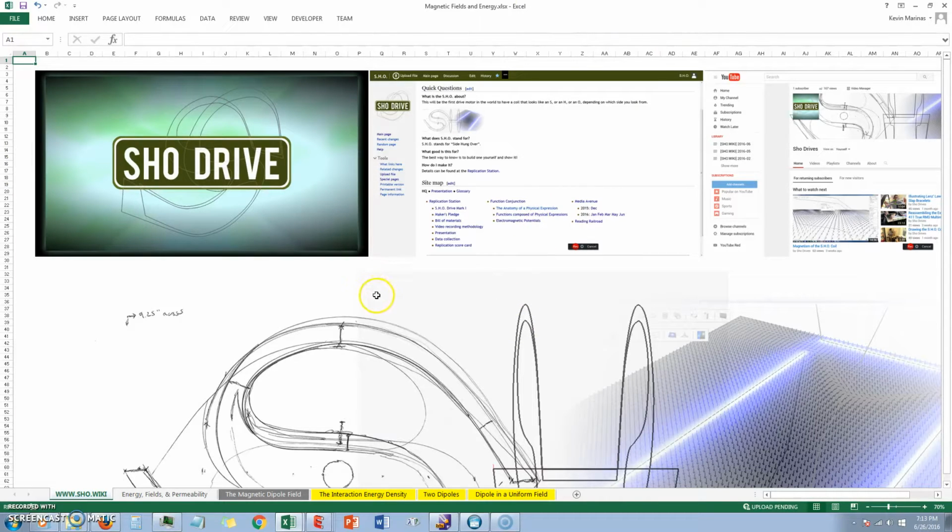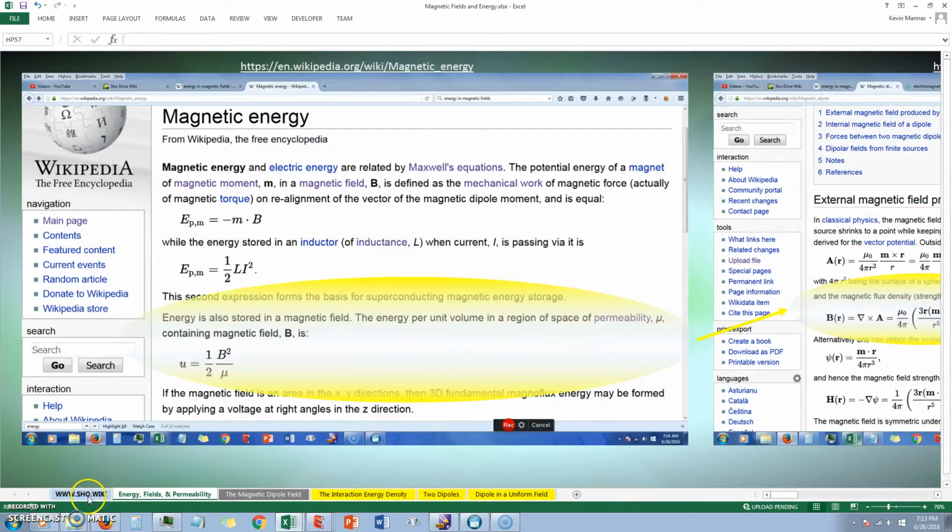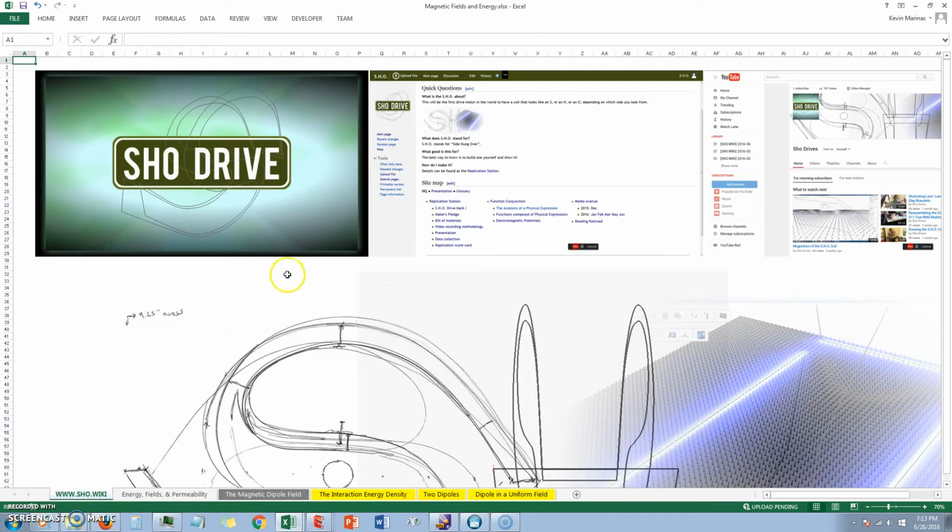This is the S.H.O drive's presentation on magnetic fields and energy. This is an Excel presentation, and I will show you slide by slide, or tab by tab in this case, or worksheet by worksheet, what this is about. So the first tab is basically an overview.